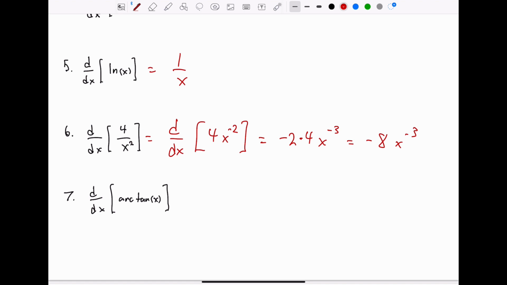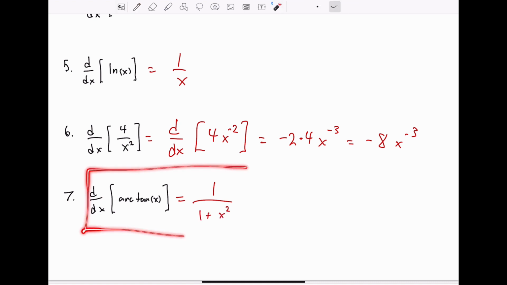The derivative of arctangent is another rule that we just need to have memorized. It's 1 divided by 1 plus x squared. That's an important derivative rule that we should know by heart.